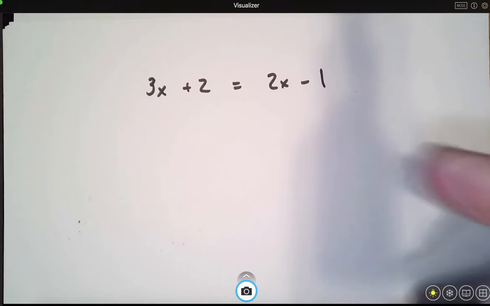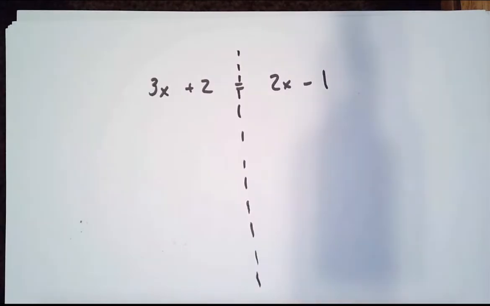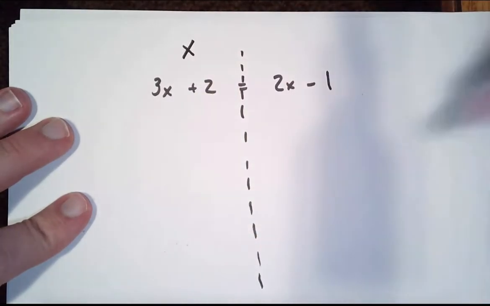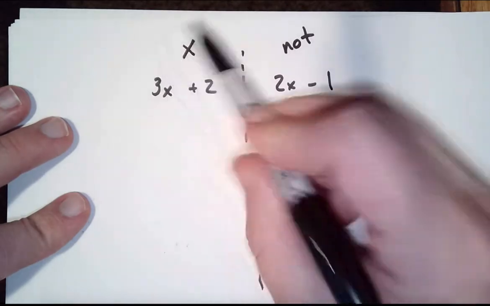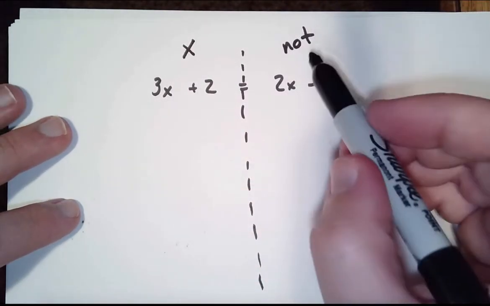So the first thing you're going to want to do is pick a side that you're going to want to put your variables on, and I'm going to write that down. So it can be either side. On this one, I'm just going to make it the left, write it down so I don't forget. So this side is only x's. This side is only not x's.